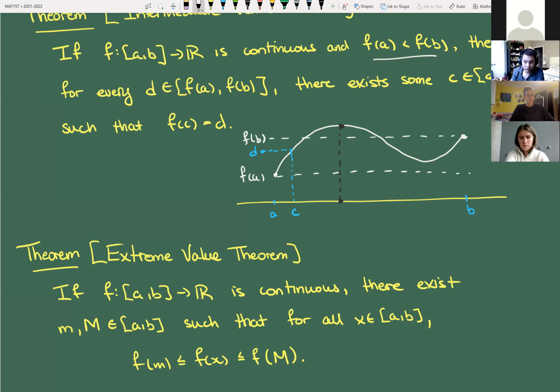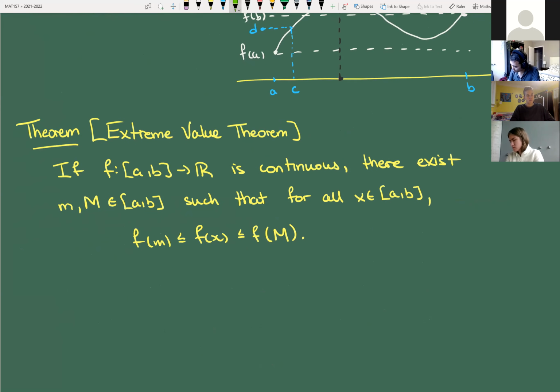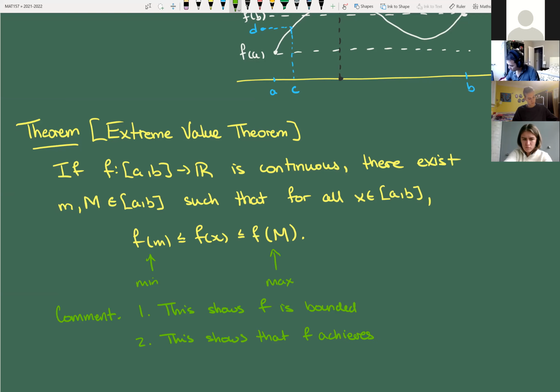Because these aren't just bounds. We're not just saying that f of x is always between some number and some other number. We're saying there are actual values of x which make the function a minimum, right? So comment: this is the min, this is the max, hence the big and small letters. Comment 1, this shows f is bounded. And 2, this shows f achieves its max and min.